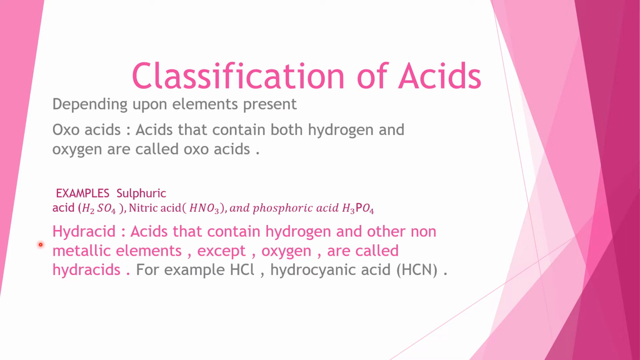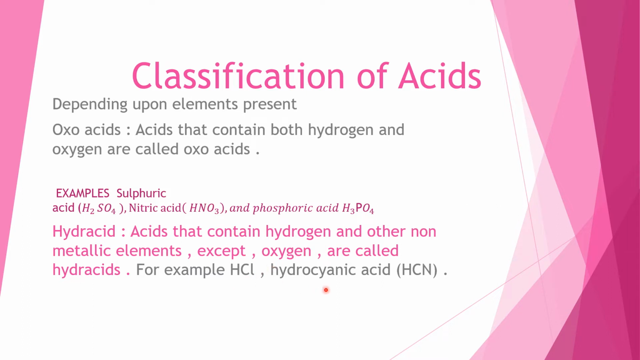Next is hydroacids, which is also in the category of classification depending upon elements present. Hydroacids are acids that contain hydrogen and other non-metallic elements. They contain hydrogen but not oxygen. Oxygen would not be here, but other non-metallic elements could be. For example, HCl.